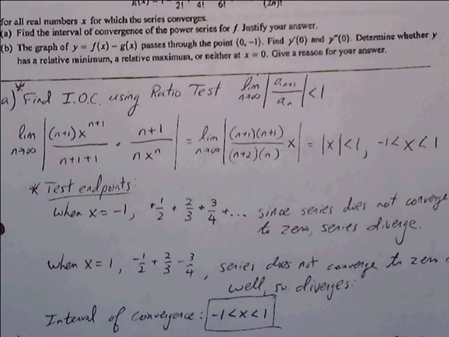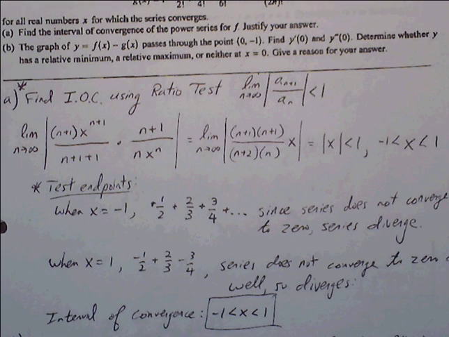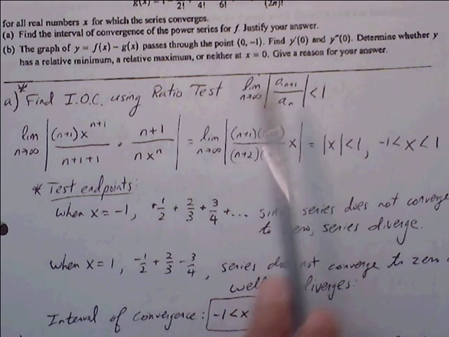Okay, part B. The graph y is equal to f of x minus g of x passes through the point 0, -1. Okay. Find y prime and y double prime. Determine whether our function has a relative min, relative max, or neither. Give a reason for your answer.